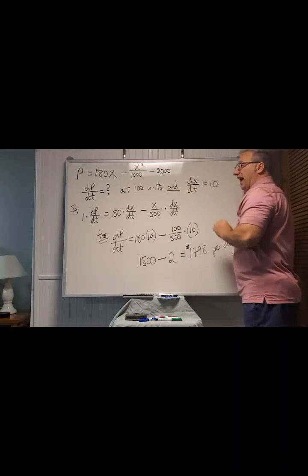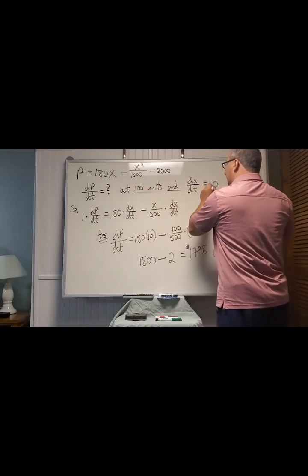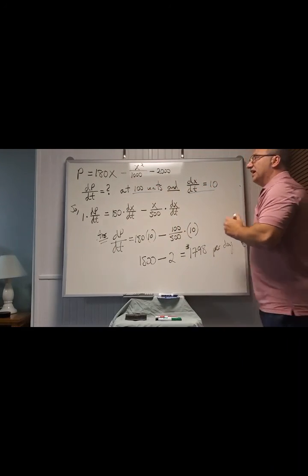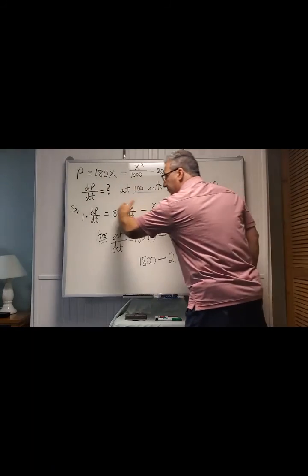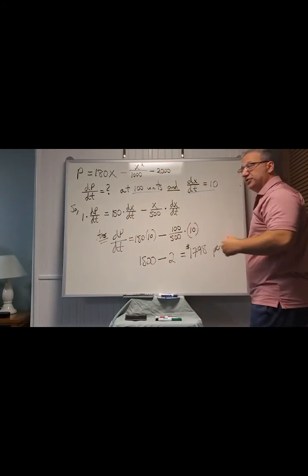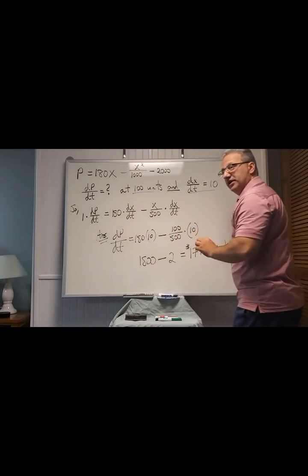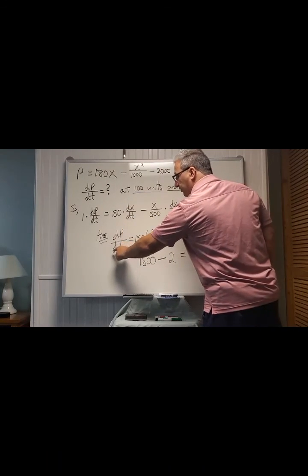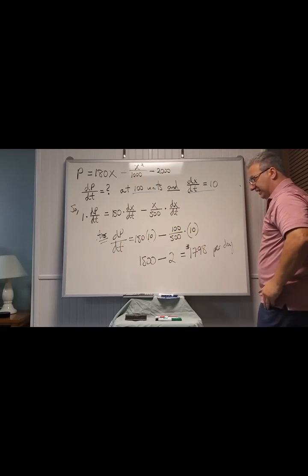Given these two facts, that's what they are, givens, can we determine the rate of profit change? The answer is yes. By utilizing related rates, we can find the answer we're looking for. dP/dt, the rate at which profit is changing with respect to time, is $1,798 per day.